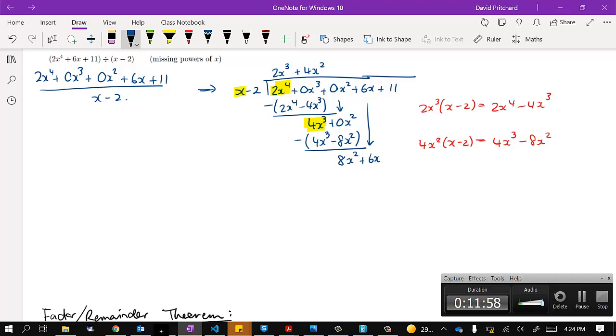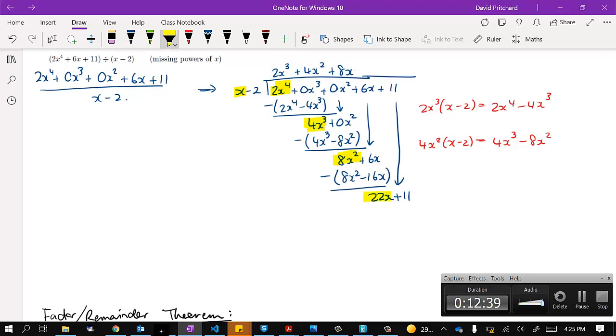Right, next step we'll go again. Here's our new leading digit. 8x squared divided by x gives us 8x. And we're going to subtract 8x multiplied by x take 2, which is 8x squared take 16x. And that gives us 0. 6 take away negative, which is plus, so 6 plus 16 is 22x, and we'll bring down our plus 11.